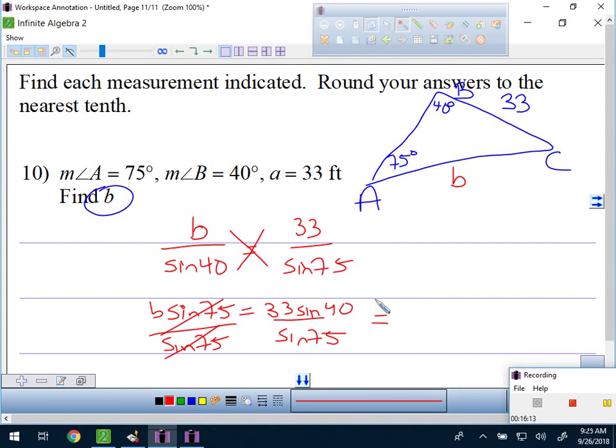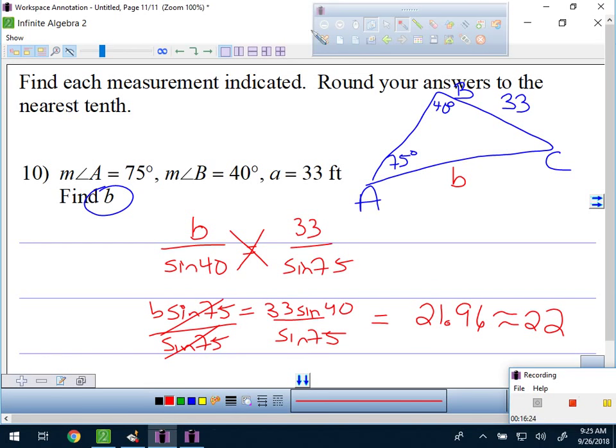So 33 sine of 40, and then divide that by sine of 75. That gives me 21.96. You really could just go ahead and round that up to 22. Doesn't matter, but that would be my answer for number 10. But just the biggest thing, guys, if it doesn't say it's a right angle, you can't assume that it's a right triangle. You use law of sines without a doubt. All right, that's number 10.